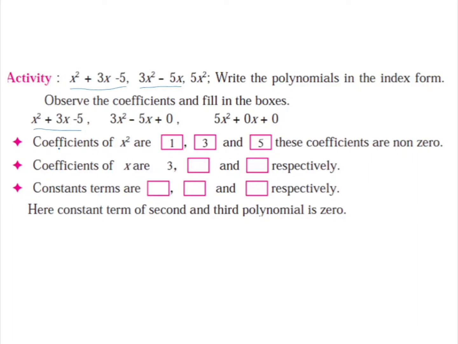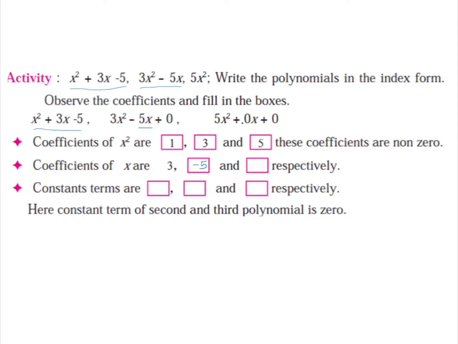So for the first polynomial, the coefficients of x square in these three polynomials are, in the first equation it is 1, in the second equation it's 3, and in the last equation it is 5. So these are the coefficients of x square. Now we have to write the coefficients of x in all of these polynomials. So in the first polynomial it is 3, which is given. In the second polynomial it is minus 5. So in the second box we should write minus 5.